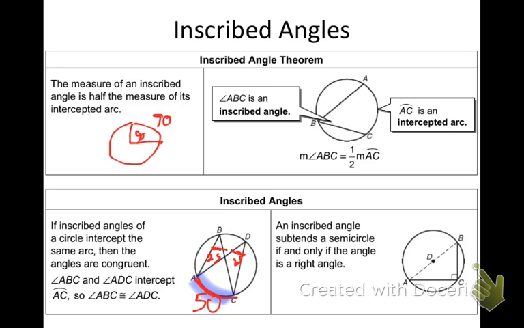Okay? And then an inscribed angle subtends a semicircle if and only if the angle is a right angle. Well, if I have a semicircle, the arc of the semicircle is going to be what? 180, which means then my angle has to be 90 degrees. That's what that's saying. So anytime you have a right angle in there, or a right inscribed angle, that means the points out there would make a diameter. So that would be a diameter right there.